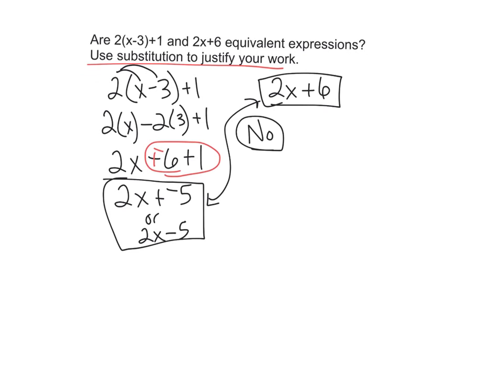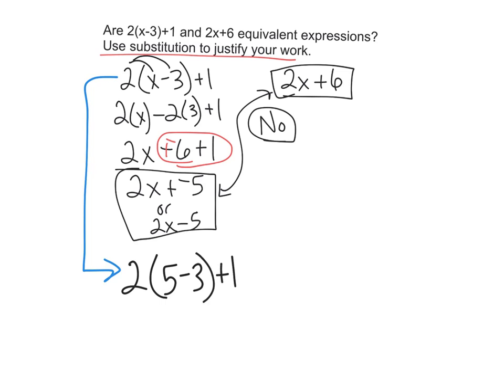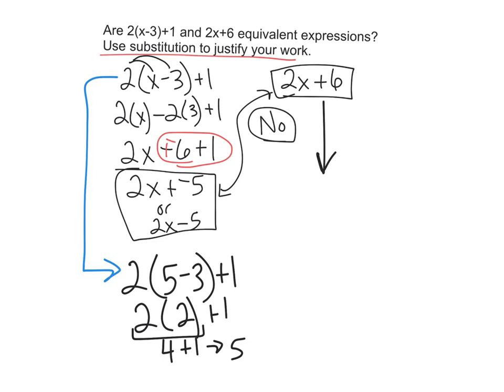So for substitution, we can pick any number. I would probably pick something reasonable, and we're going to substitute it back into the original expression just to prove that these are not equivalent expressions. So if we put a 5 in place of x, order of operations, if we do the parentheses, 5 minus 3 is 2, and then 2 times 2 is 4, 4 plus 1 is 5. So we put a 5 in and we got 5, interestingly.